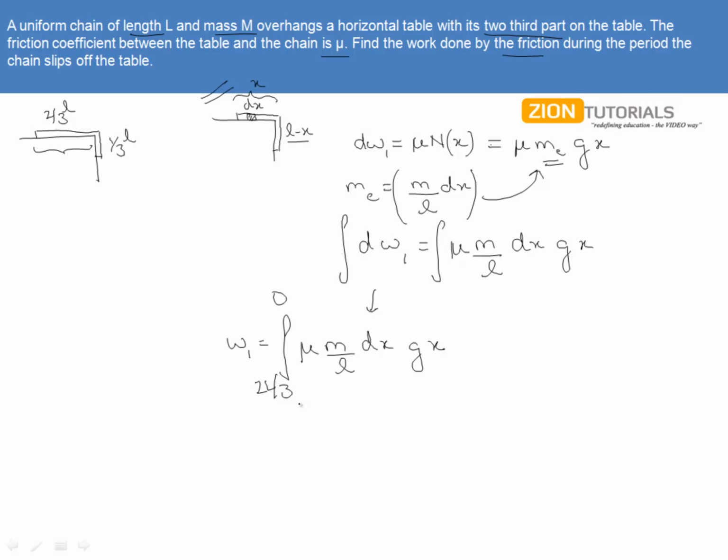Now integrating this, we get it as 2 mu m g L over 9.